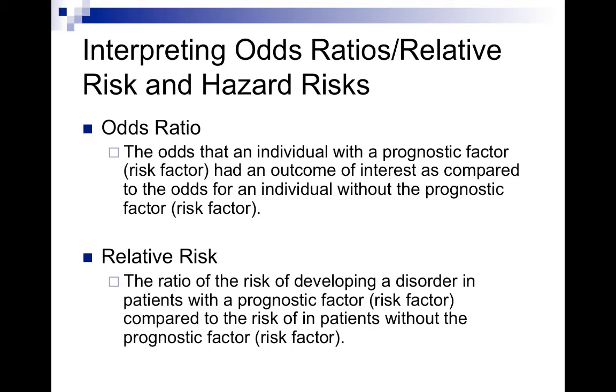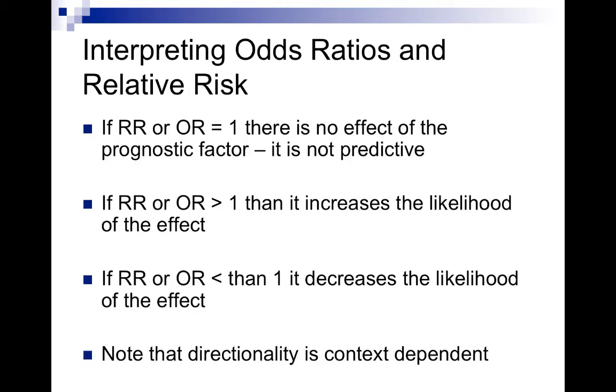So odds ratios and relative risk ratios are proportional estimates of risk, and we'll go through a specific example of both of these in a minute, and you can familiarize yourselves with the definitions offline. In terms of interpreting odds ratios and relative risk ratios, they're interpreted the same: an odds or relative risk ratio equal to 1 suggests there's no effect of the prognostic factor. A ratio greater than 1 suggests an increased likelihood of the effect, and less than 1 suggests a decreased likelihood of the effect.